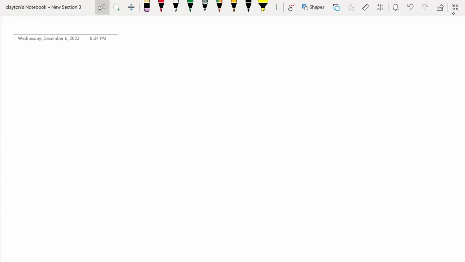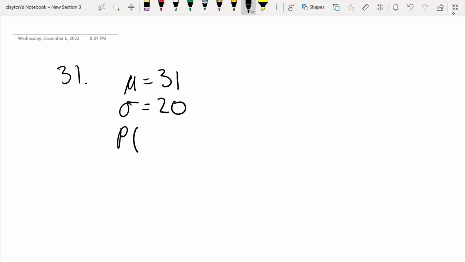Okay, so it says 31, let x be a normal distribution with the given mean and standard deviation. Find the indicated probability. So it says that mu is equal to 31, right? This is the mean. Our standard deviation is equal to 20. And we have the probability between 30 and 43. So in the case of this, and they're letting you use your calculator, this is kind of all the information we need. We have an upper bound, we have a lower bound, we have our standard deviation, we have our mu. So this lets us solve.